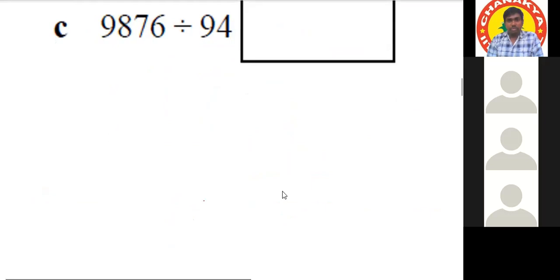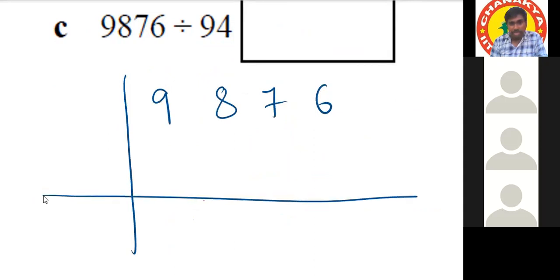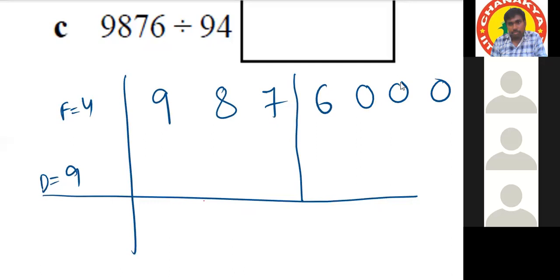Anybody took C? If no one, I will continue. Yes, sir. You only do it because nobody took it. Okay, 9876. We have to divide this number by 94, where 9 is the divisor and 4 is the flag. So from the right side, after 1 digit, I'm taking the decimal. And after taking the decimal, we can take zeros.